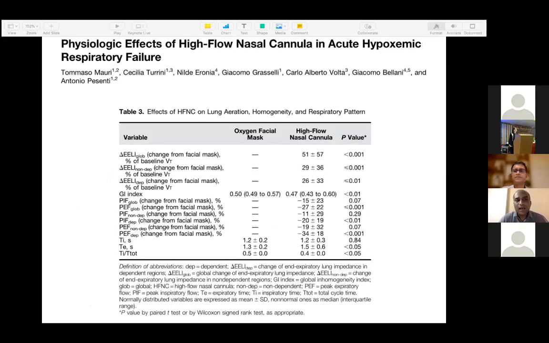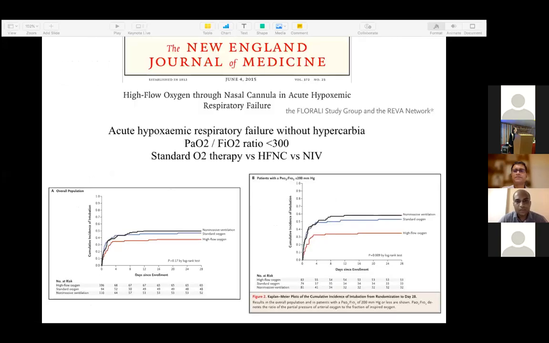And if you look at the other physiological parameters in terms of end expiratory lung index and global respiratory index, peak inspiratory flow, peak expiratory flow, in most of the scenarios, high flow nasal cannula has some extra edge over oxygen delivered by simple face mask. These are all studies which were done in the pre-COVID era, and we are exploiting this physiological understanding in our COVID patients. This is the first positive trial for HFNC.